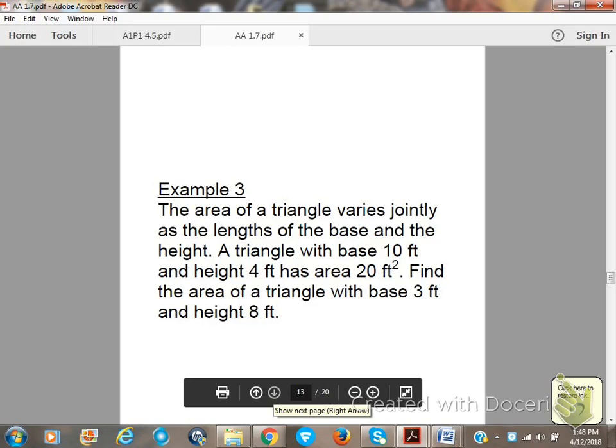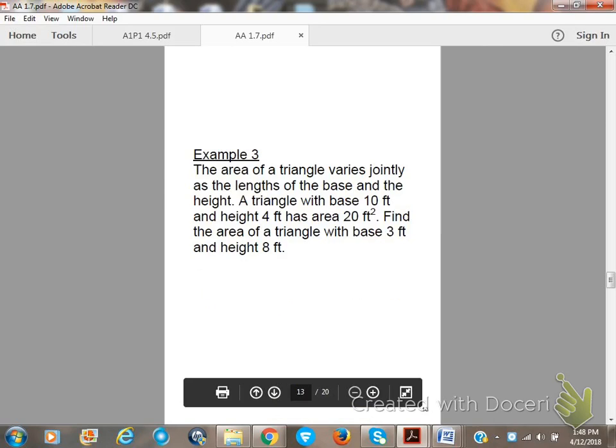Okay, on example 3, we've got an area of a triangle that varies jointly as the lengths of the base and the height. That means multiple things are going on here. Do you see the word inverse anywhere though? No. So we are not doing any division, which means it's all going to be multiplication.